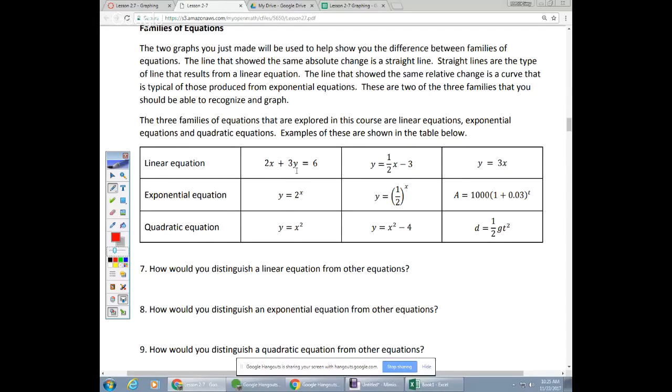Now the big difference is each of the equations in the linear row is just something times x, something times x, something times x. Okay. Notice in the exponential row, the x is always in the power position. Now, sometimes we use a t instead of an x for time. But if the variable is in the exponent, the power position, that means it's an exponential equation and it's not going to be a straight line. Okay, so we're going to look at how to graph that.